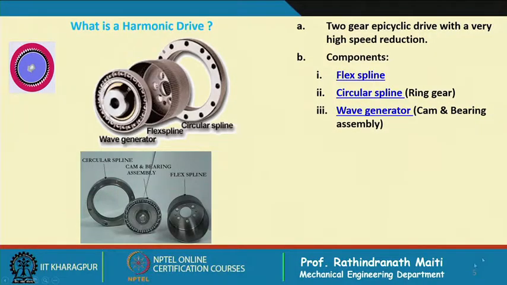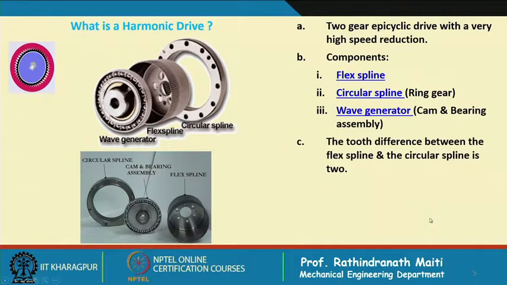We have taken this point here and another point on the inner member as well as on the cam. So, after one revolution we can distinctly find that it has progressed in the opposite direction of rotation by 2 teeth. So, I have given you some idea about how it operates and its components, and the tooth difference between the flex spline and the circular spline is usually 2.